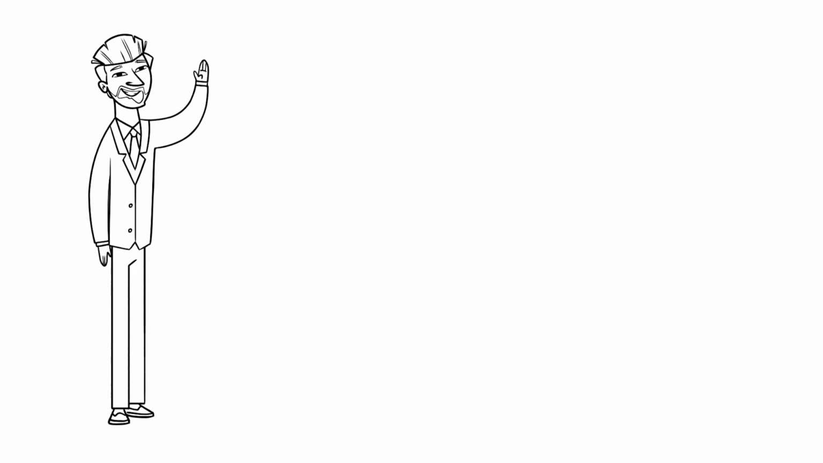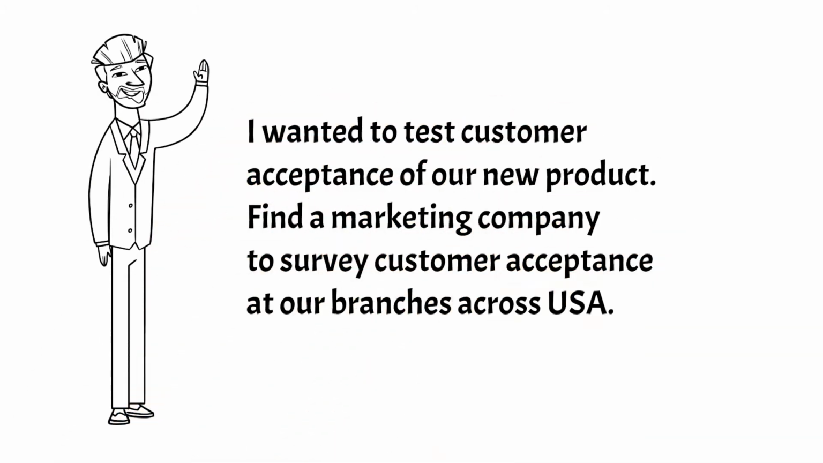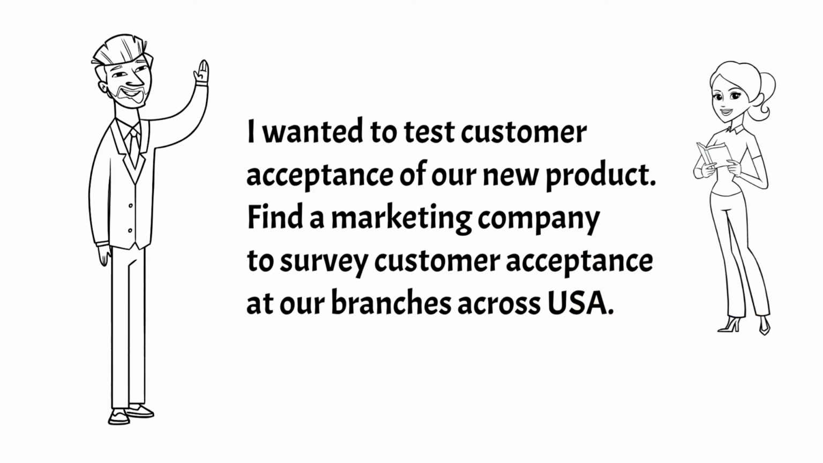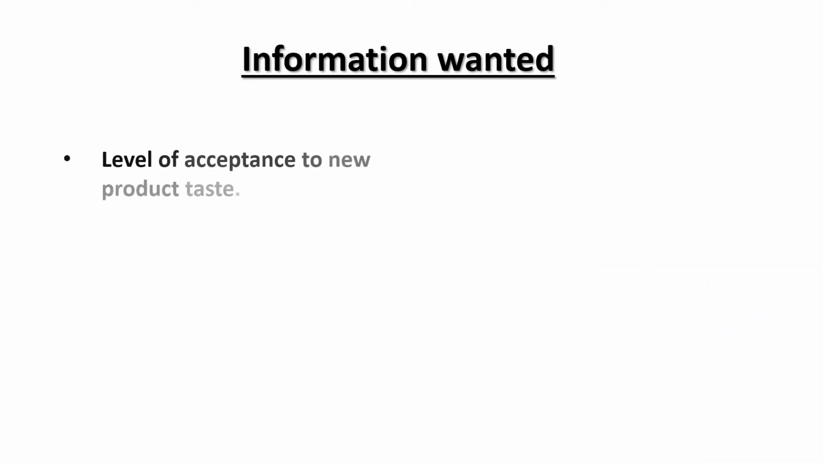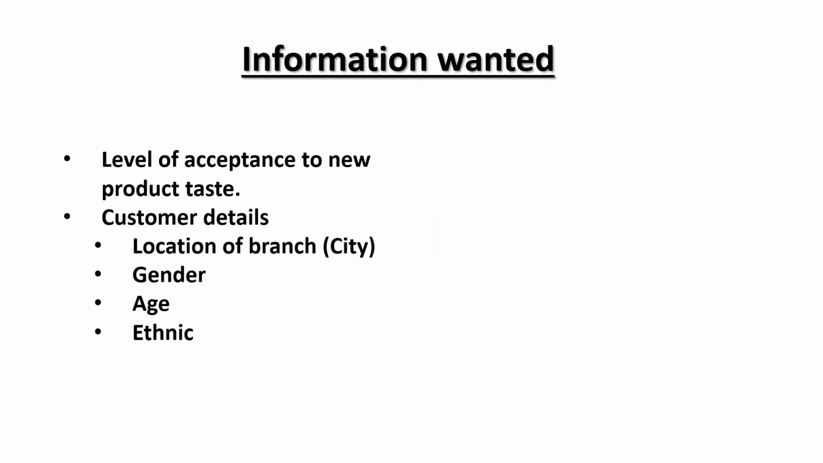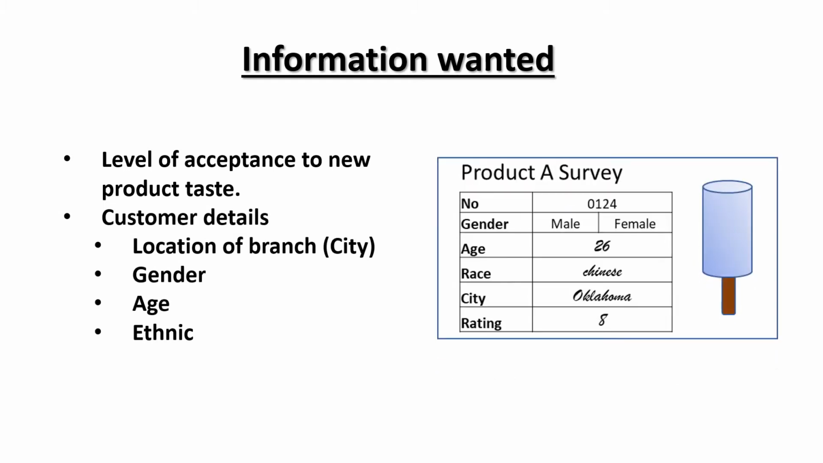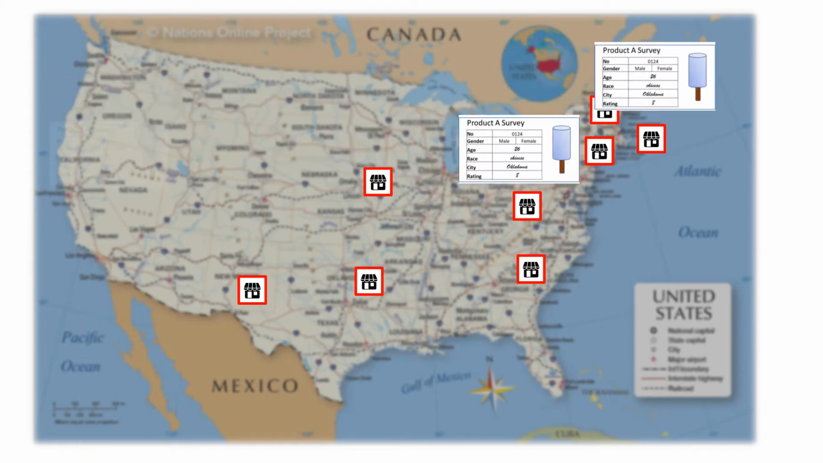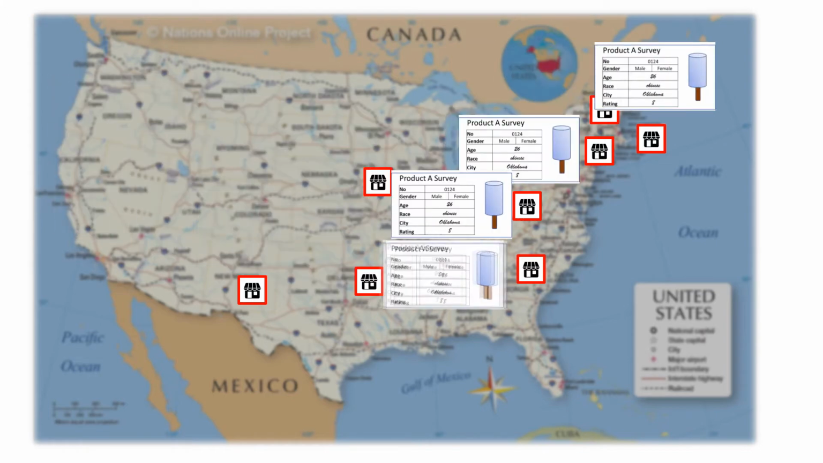A food company wanted to test their new product. They employed a marketing research group to do the survey. 5,000 people, from various age group, gender and location were selected, to test out the new product. They were asked to rate the product from 1 to 10. 1 is bad, 10 is good. Survey questions were sent to customers at various branches to gather their input.